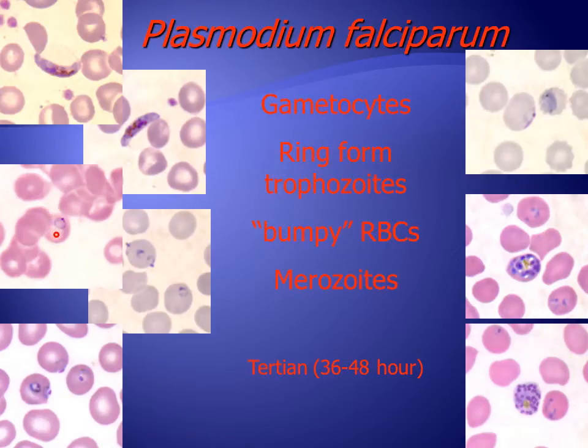Here we're looking at some very pretty ring forms in the erythrocytes. Over here, we described that sometimes the red cells look bumpy with this particular organism. Down here on the lower and middle right, we see red cells that are just chock full of merozoites. These cells are no doubt getting ready to rupture, to release all these merozoites so that each one can go on to infect other red cells.